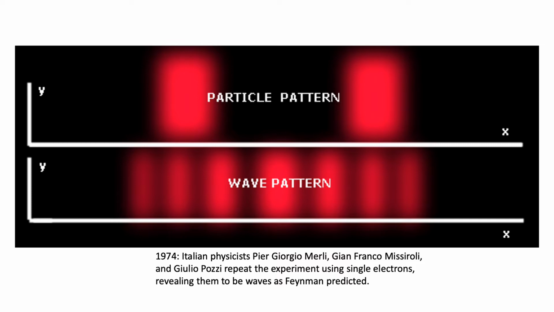And they did it again using electrons. And when either photons or electrons are sent one at a time through the double slits, they behaved like a wave unless they were being watched and measured, in which case they behaved nicely, like the particles they're supposed to be.